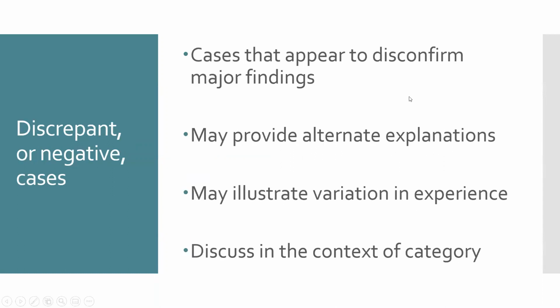So I said that I would return to this issue of discrepant cases or negative cases. And again, this is where something in our data doesn't fit the overall pattern. This happens all the time. It's very common. So if you are finding something like this in your data, that's totally normal and okay. It may be that you have developed these nice categories based on patterns, and you have four different categories, or we'll call them themes.